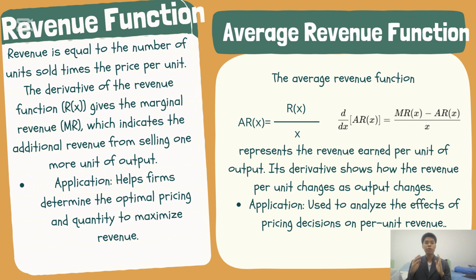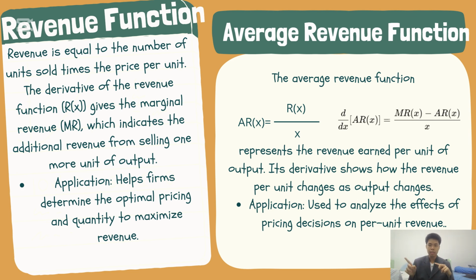Revenue is equal to the number of units sold times the price per unit. The derivative of the revenue function we call the marginal revenue, which indicates the additional revenue from selling one more product. So the business company will use this marginal revenue to determine the optimal pricing and quantity to maximize the revenue.